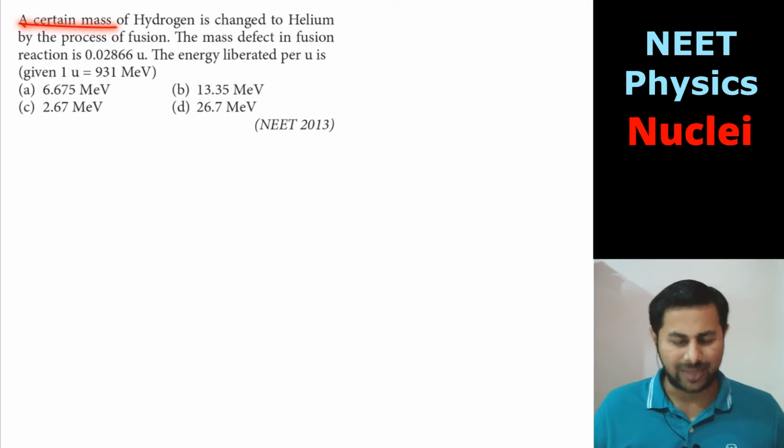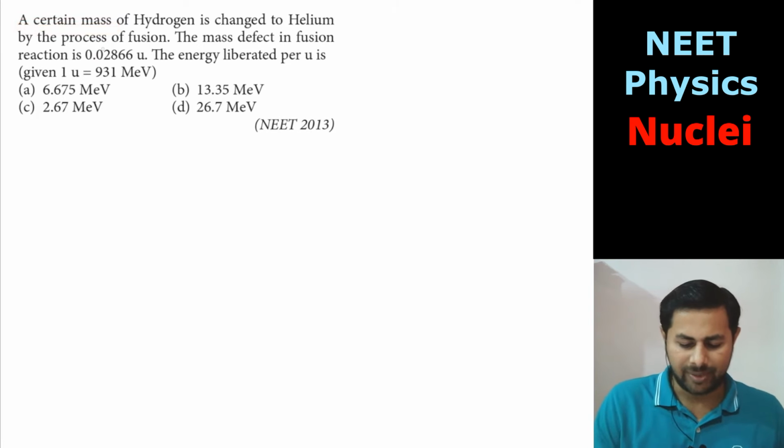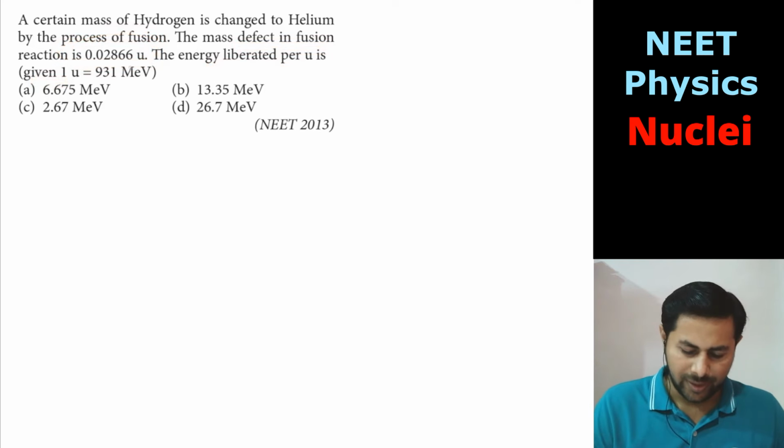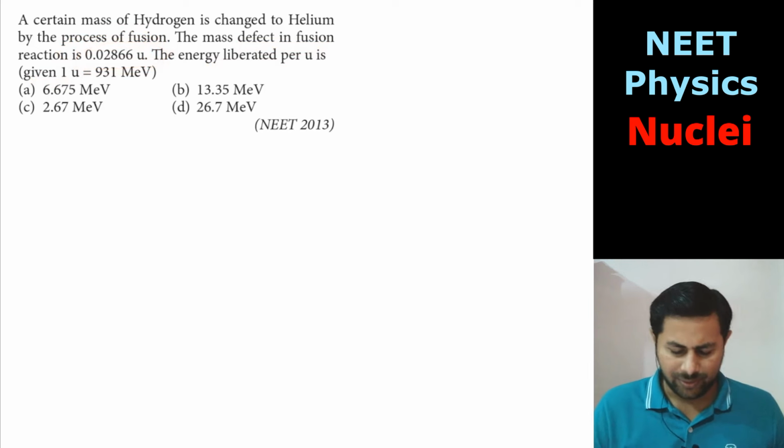A certain mass of hydrogen is changed to helium by the process of fusion. The mass defect in fusion reaction is this much. The energy liberated per U is, okay. So mass defect is given, no?